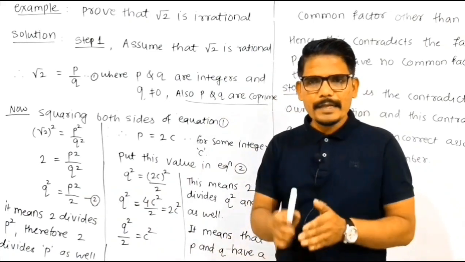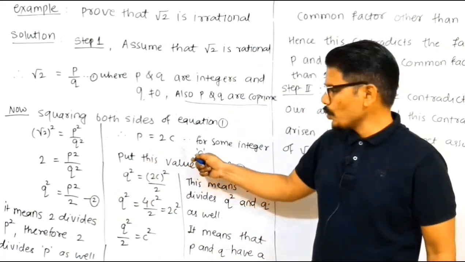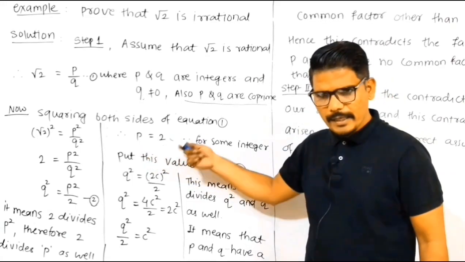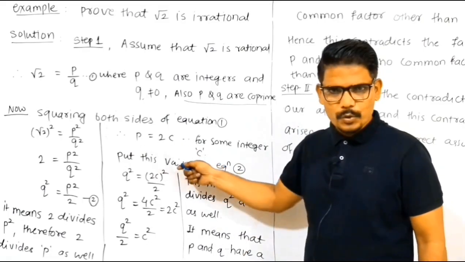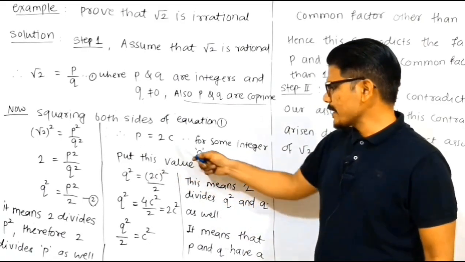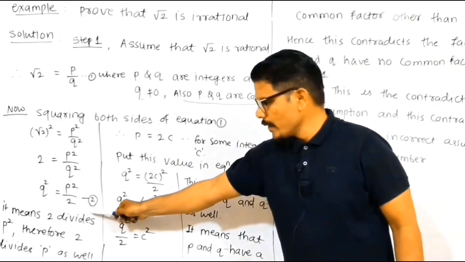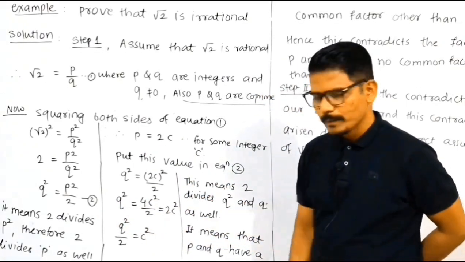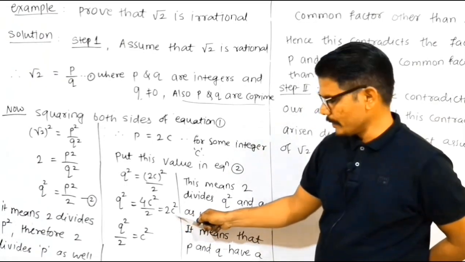And if p is being divided by 2, that means we'll get p is equal to 2c, where c is some other integer. Why? Because after dividing p, we are getting some other integer and we have considered c as that integer. So p is equal to 2c, where c is an integer. Now put this value in equation 2. When you put this value in that equation, we'll get q square is equal to 4c square upon 2. After solving this, we'll get 2c square.